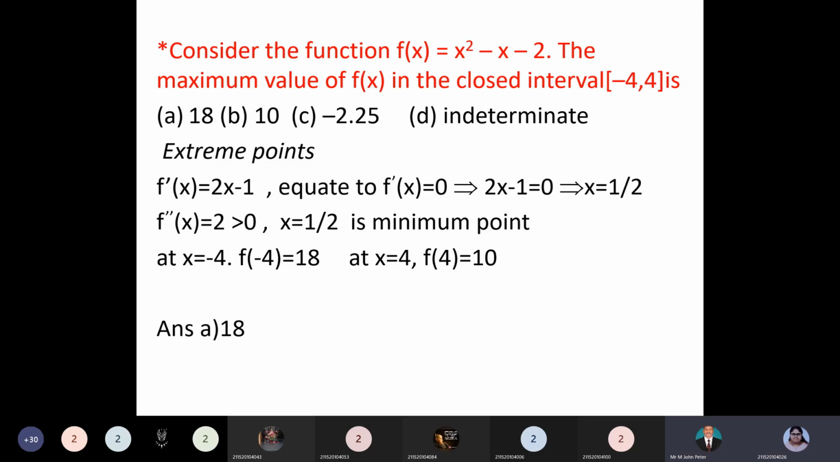Then at x equal to 4, first you will get 16 minus 4 minus 2. There are two minus values, so minus 4 minus 2 is minus 6. First, 4 square is 16. 16 minus 6 is 10.